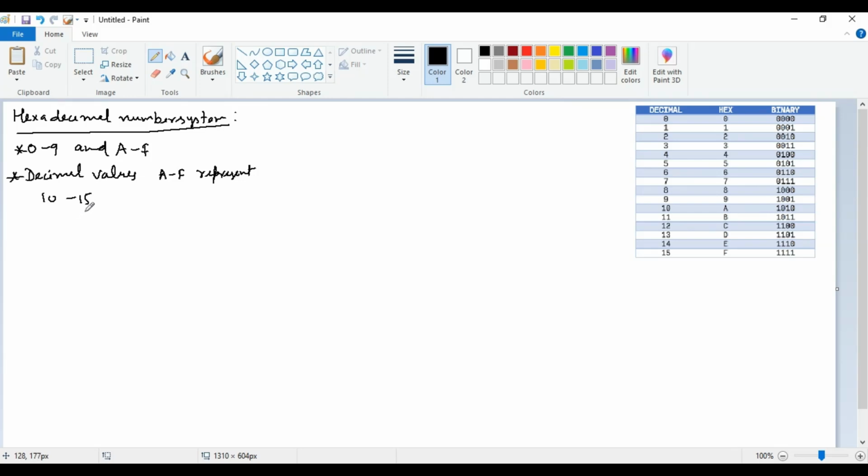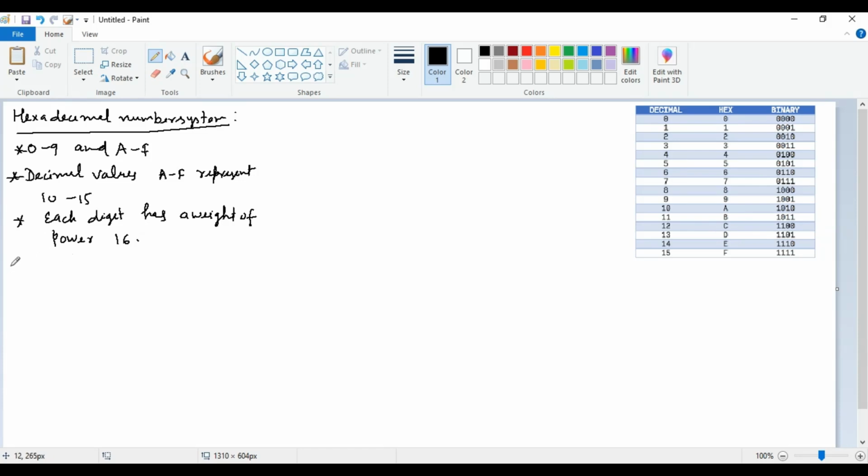So the positional weight of this number system is 16, meaning each digit has a weight of power of 16. A weight of power of 16 means each digit is 16 times more significant than the previous digit.